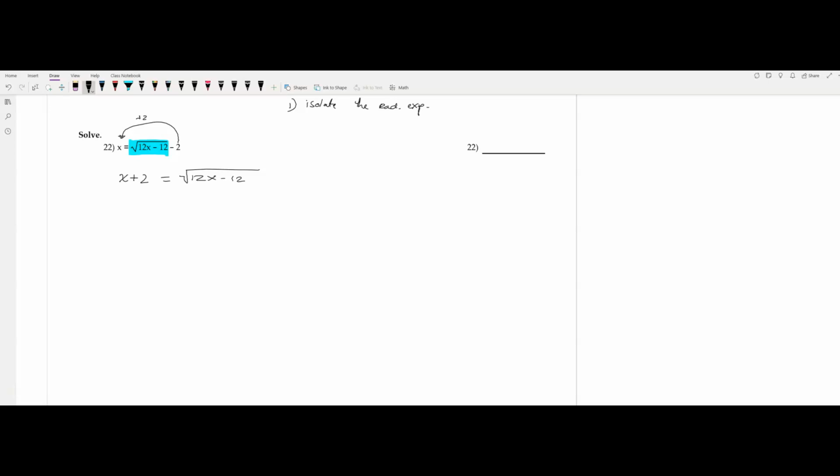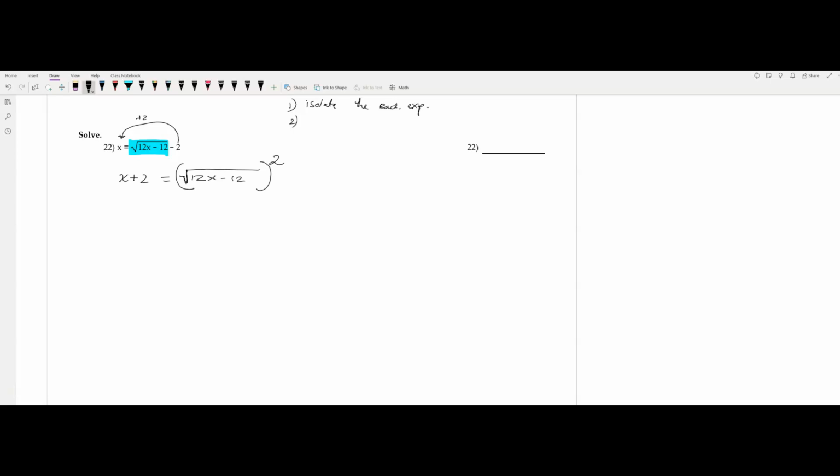Okay? Now it becomes easier to get rid of that radical, because our process is to get rid of the radical, right? So that's our goal. So second, square both sides, right? Based on the index being 2 here, to get rid of the radical, I need to raise this to the second power, right?